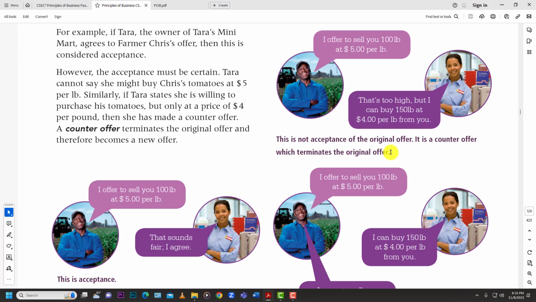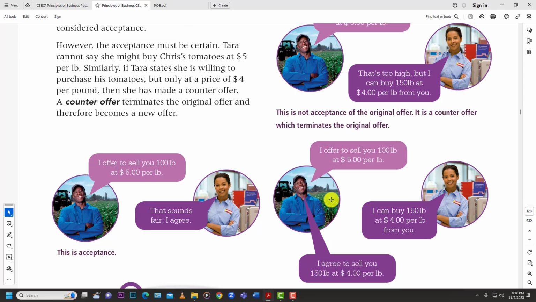And so the contract only is nailed in when somebody agrees to the other person's offer. So there's a counter offer right there, $4 per pound. Now the man is going to say, okay, I'll offer to sell you 100 pounds now for $5. So he reduced the amount. She said, that sounds fair. I agree. And so the contract is made right there.